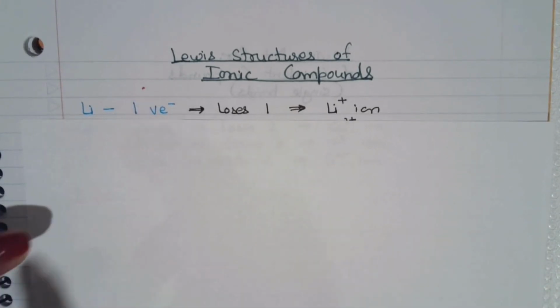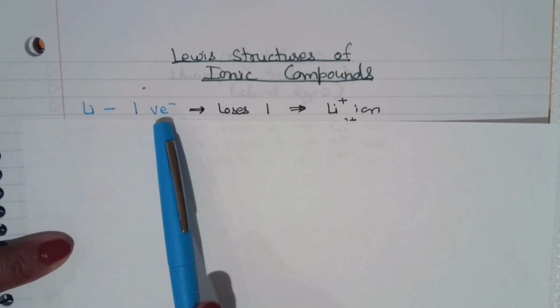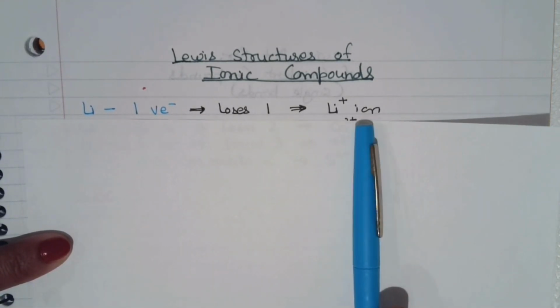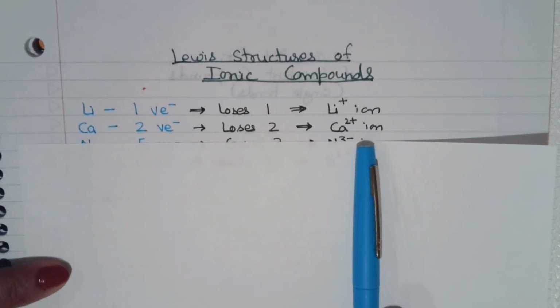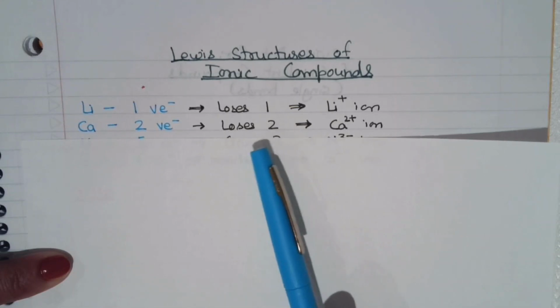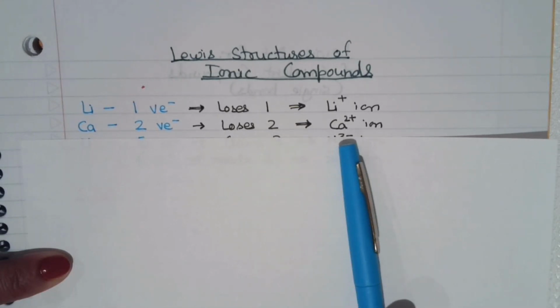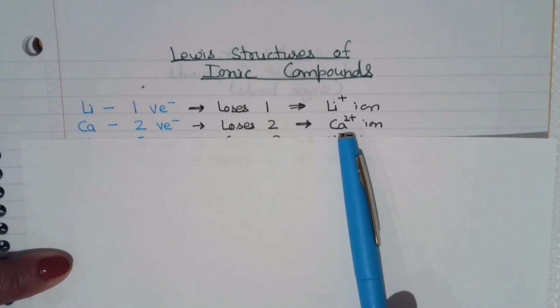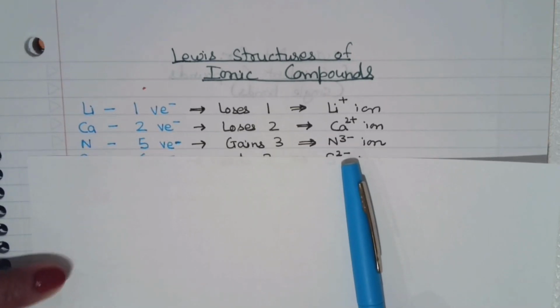Lithium, for example, has one valence electron. It loses one valence electron to form the lithium ion, right? Calcium, on the other hand, has two valence electrons. It loses two to look like the nearest noble gas, and it makes the Ca2+ ion.